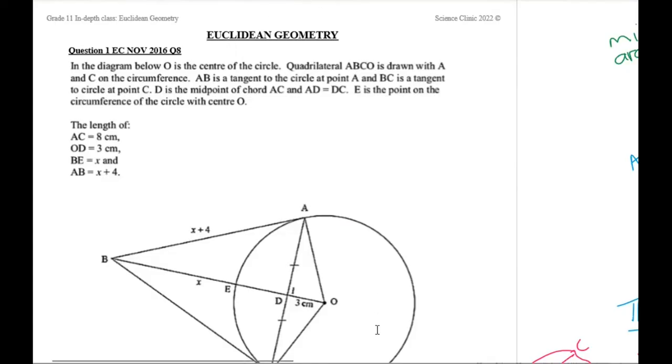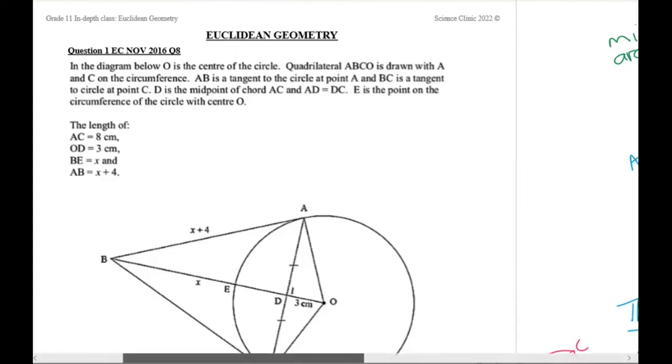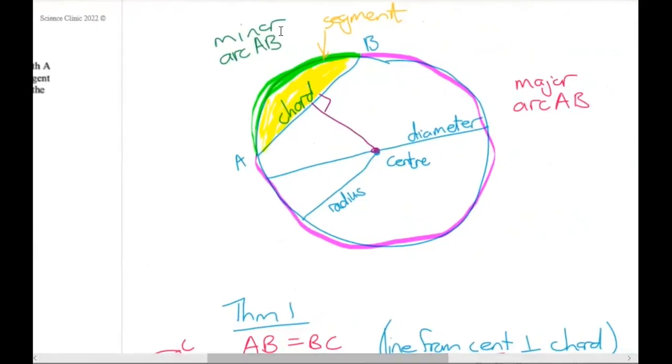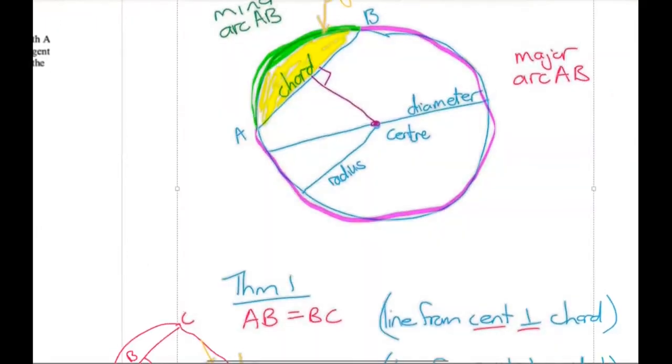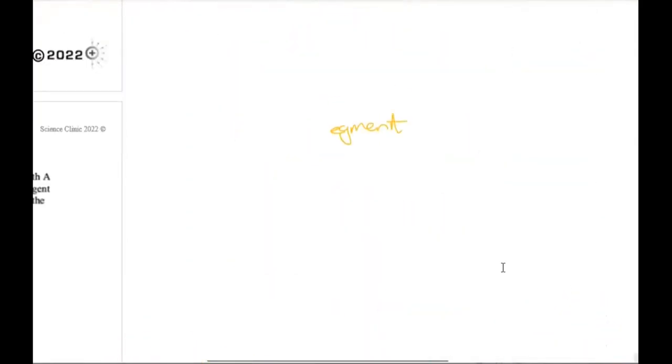Okay, so let's just have a look quickly at all the theorems that we could possibly use so that I can reference them throughout our discussions. I'll just slide backwards and forwards because it's easier than me having to draw them every single time. Okay, so first of all, we've got our center.